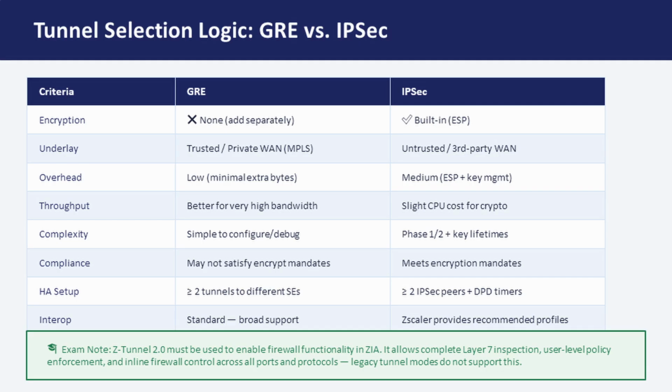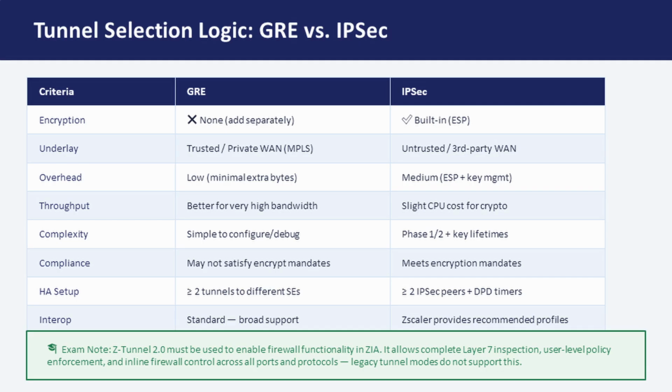The third question is about bandwidth and performance. GRE has minimal overhead, about 24 bytes per packet. IPsec adds more. The ESP header, initialization vector, and authentication data can add 50 to 80 bytes per packet, plus the CPU cost of encryption and decryption. On most branch connections, this overhead is completely negligible. On very high bandwidth data center links, 10 gigabits per second or more, GRE's lower overhead starts to matter, especially on older hardware without AES-NI acceleration.